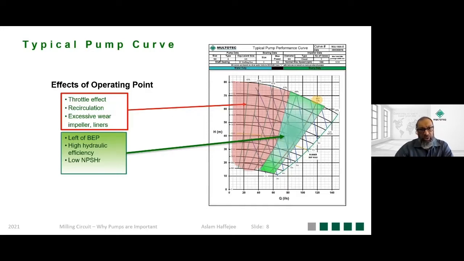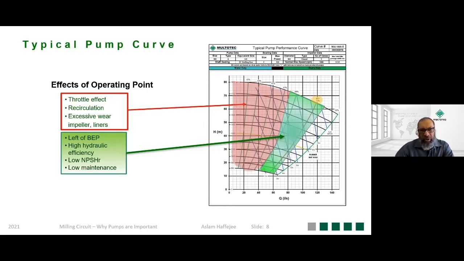The NPSH required, which we just touched on earlier, is low. It's within limits. It's normally where the design of your plant will have something within limits of what the pump requires. And as a result of that, you'll be operating basically in an optimal condition. You're going to have low maintenance and hardly any worries.